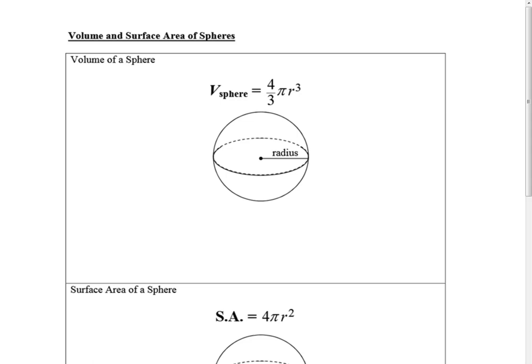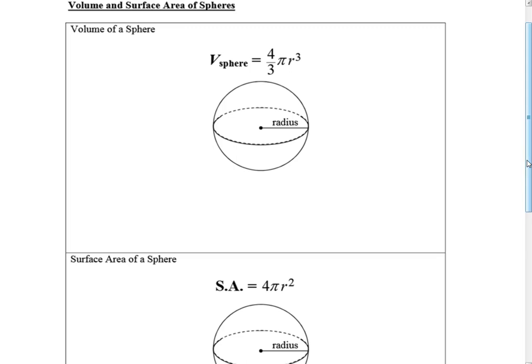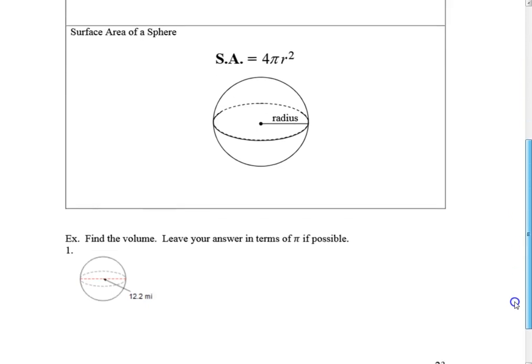Okay, so two formulas. These are on our formula sheet. One is the volume of a sphere is 4/3 pi r cubed, and the surface area of a sphere is 4 pi r squared. So obviously the key to using this formula is to correctly identify the radius. So we want to find the radius, and then we can substitute and simplify for those.